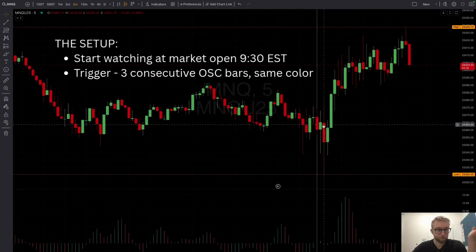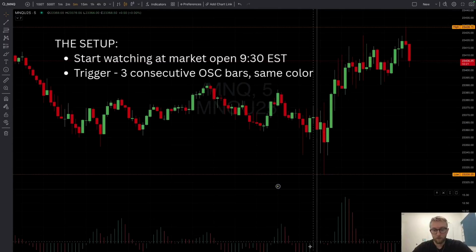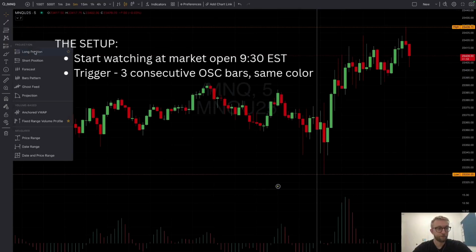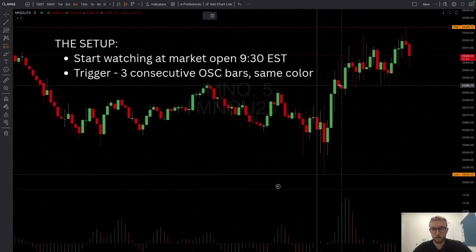The way we're going to use this is to wait for 3 consecutive bars on the accelerator oscillator in the direction of the trade. So we start counting at the market open. 9:30 opens green, 1, 2 red, still no trade. 1 green, 2 green, 3 green. Now we can take our trade. At the close of this candle, this green bar right here, we go long because we have a momentum of 3 green bars. So we're going to take a long position at the end of this candle right here.